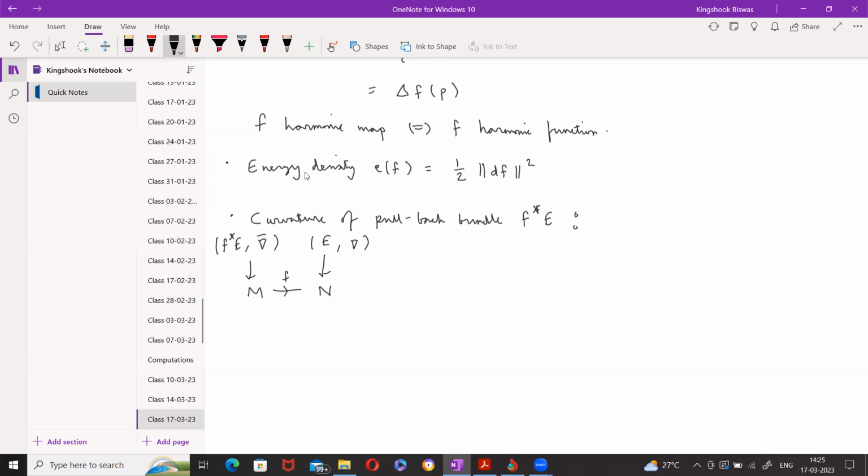So how do we do that? We take a section S of the pullback bundle. We take a point p in M. We take vector fields X, Y.